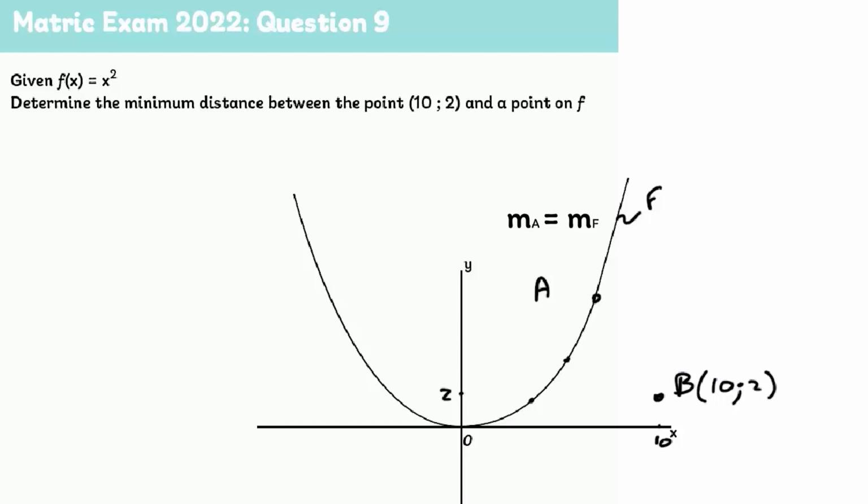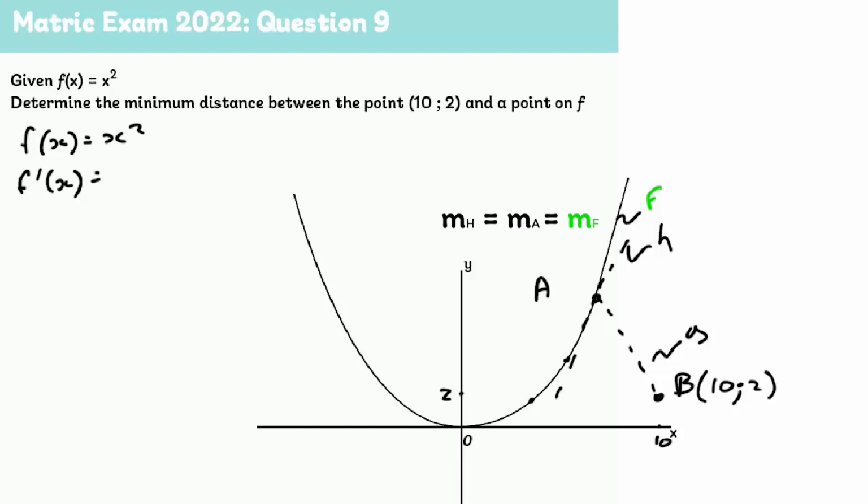We know the gradient at A is equal to the gradient of f. So in other words, this is a tangent. Let's call this tangent h, and AB, let's call this g. Next, f(x) equals x squared. How do we get the gradient of that? We get the first derivative, which is equal to 2x. Therefore, the gradient of h is equal to 2x.